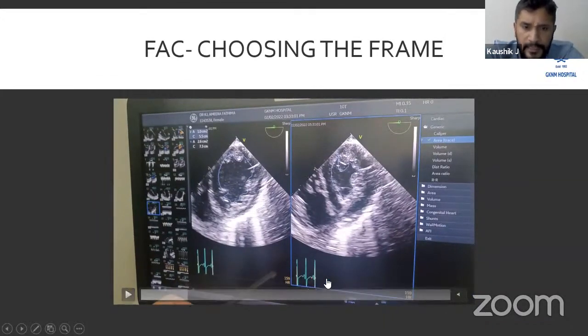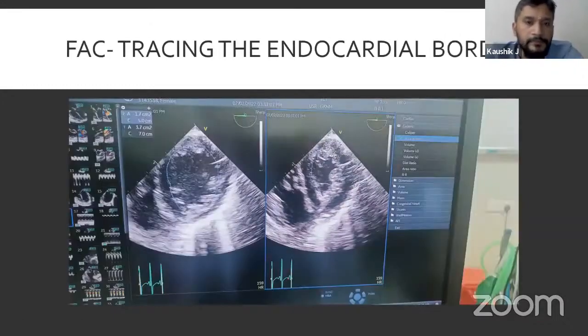You can see that at the bottom right, you have the end systolic frame. That is basically the red dot, which is sitting at the end of the T wave. And on the left, you have the end diastolic frame. The red dot is buried in the QRS complex. So this way of tracing the endocardial borders is wrong. We should be looking at it in the next couple of slides.